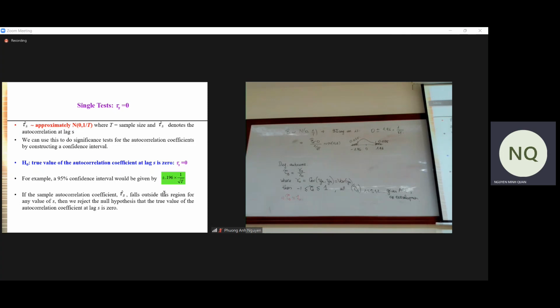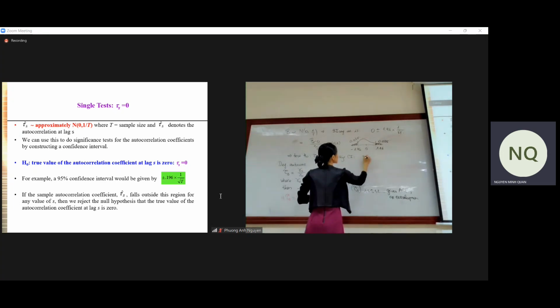Okay, so we can use it to test H0: tau s equal to 0. So how to test it? In case you have tau hat s equal to a value beyond this interval, then do we reject or not reject? Check using the confidence interval plus minus 1.96 divided by root T.